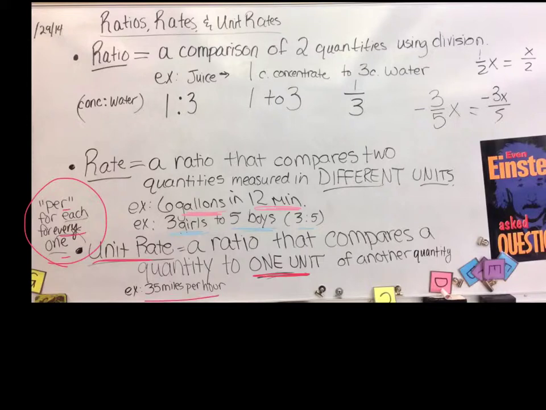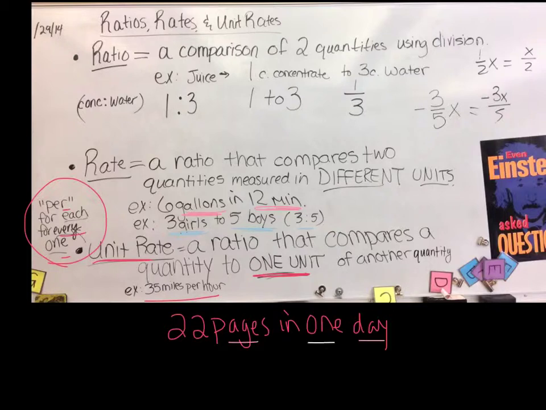So one example might be 35 miles per hour, or I can read 22 pages in one day. Okay, we're comparing two different things, pages and days, and one of them has one unit. In this case, it would be 1 day. Okay, you might go to the store and buy apples, and you're buying them for $1.29 per pound. Oh, I can't fit it on my screen. But $1.29 per pound. That's a unit rate. You're talking about the price for 1 pound of something. Okay.